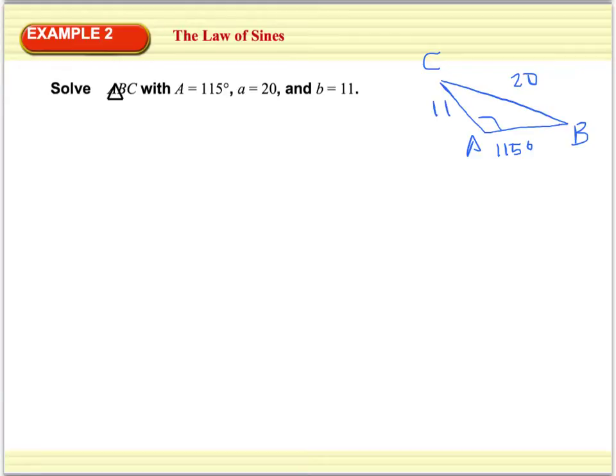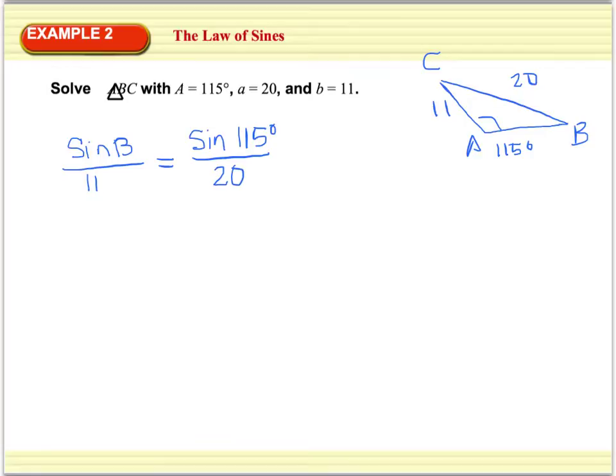So I'm going to use my law of sines to come up with angle B, because that's the only angle I can find at this point since I don't have an angle C and I don't have a side length of C. So for angle B, I'm going to use the sine of B divided by 11. And because I use this sine in the numerator, I'm also going to use the sine of angle A in the numerator as well, or the sine of 115 degrees. And I'm going to divide that by the length of A, which is 20.